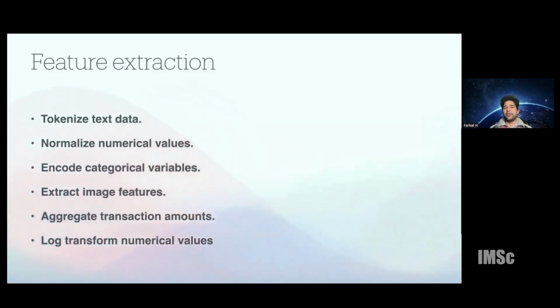So feature extraction, as I was saying, is a large part of trying to make it easier for the models to figure out the data that we are giving to them. And some of the techniques of feature extraction can be, for example, tokenizing text data or normalizing numerical values. This can be useful if, for example, you have an image and it has large number of different values and you want to bring them within a certain range, encoding categorical variables or extracting image features rather than giving a raw image, or aggregating transaction amounts, or log transforming numerical values when your values have a very large range, but let's say most of your data isn't at the extremes and so on.